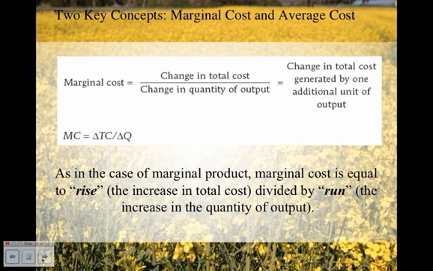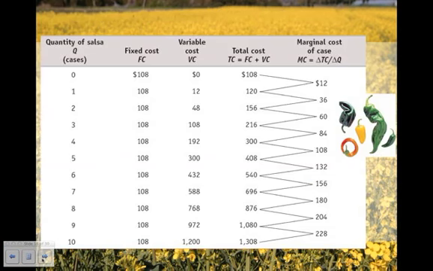As in the case of marginal product, marginal cost is equal to the rise divided by the run. So there's the mathematical equation for it. And here's another nice chart for you as well, and again, not too unfamiliar to you. It's going to be the same as what's in your packet that you have.